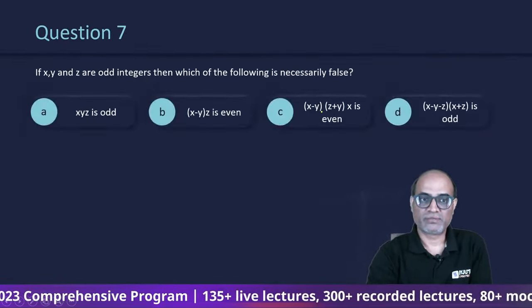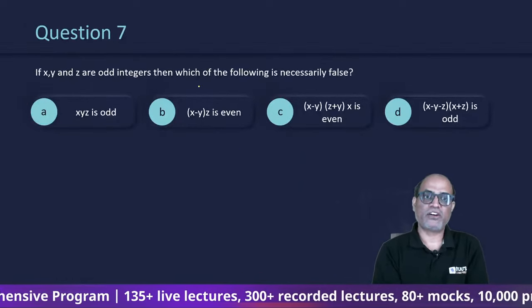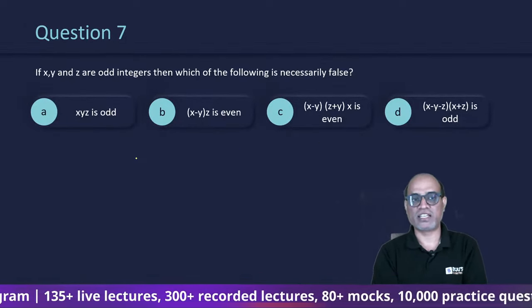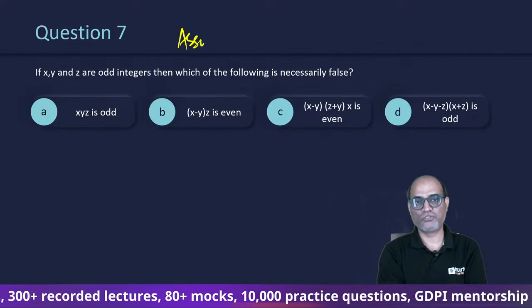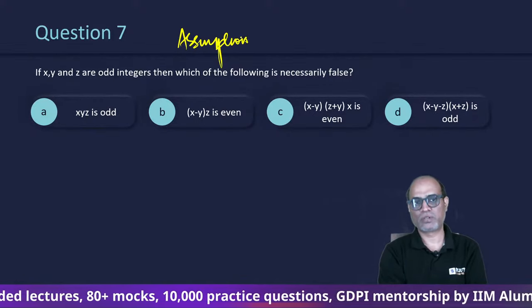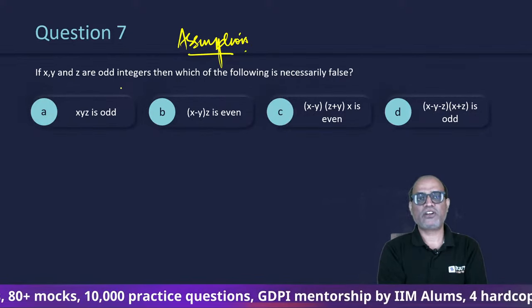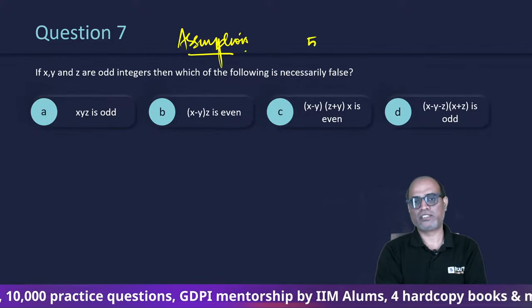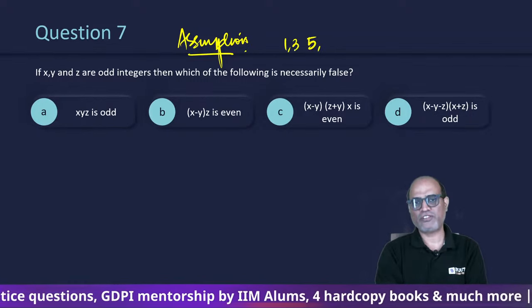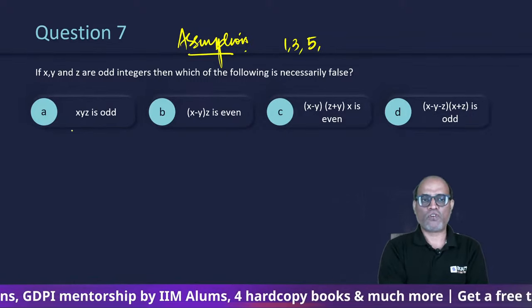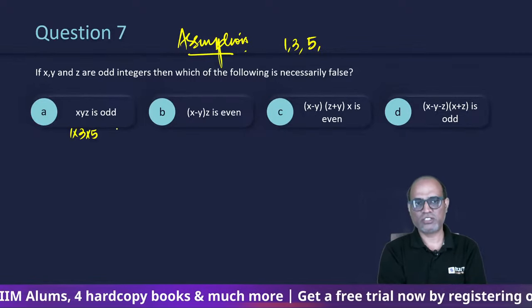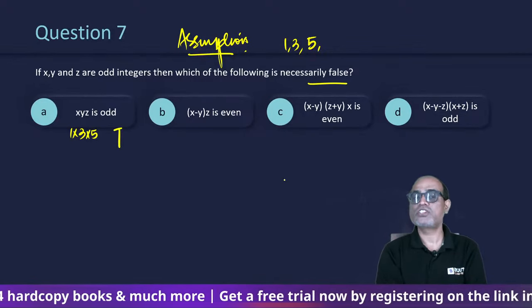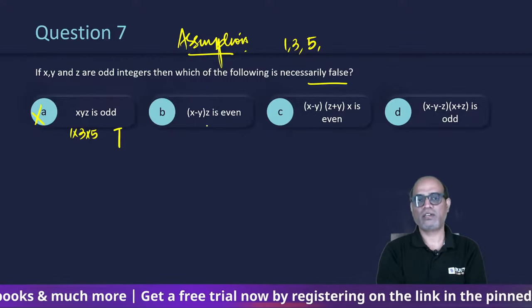Question number 7. If x, y, z are odd integers, then which of the following is necessarily false? So we have these cases. So we will assume values. Assumptions ले लो आप. X, Y, Z are odd integers. So let's take them as 1, 3 and 5. So 1 into 3 into 5 is odd. It is odd. This is true. हमें तो false चाहिए. तो A option नहीं है.